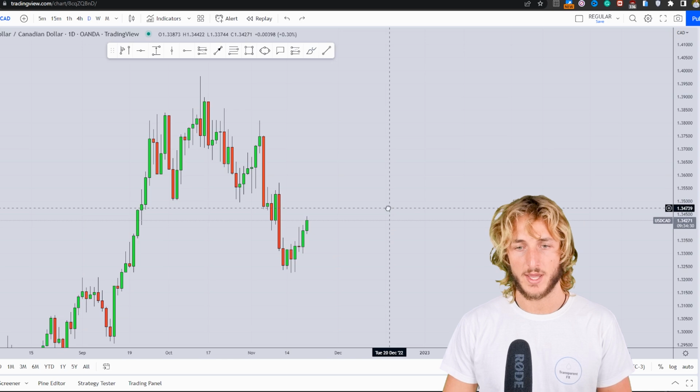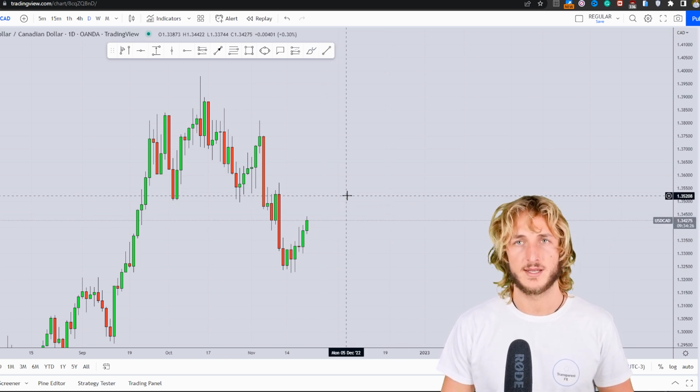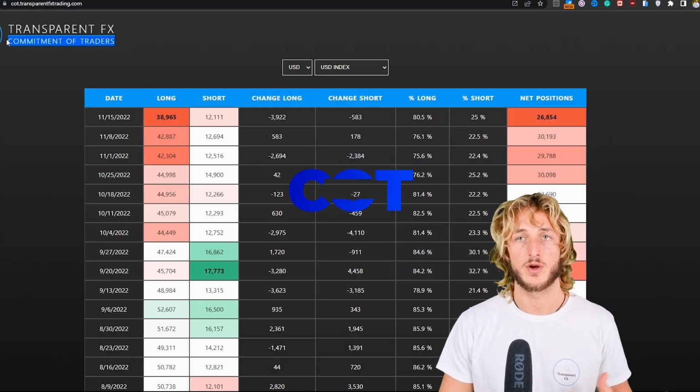However, at the moment, what do we have here on the daily? How could we be looking for the next potential move? Now, before we analyze the structure that we have here on the daily, let's first go and see what we have when it comes to the commitment of traders.